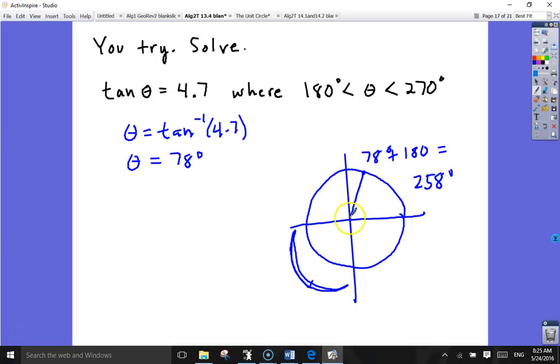Okay, so that brings us down to here. It should be just straight across because the distance from the y-axis is the same, the distance from the x-axis is the same. In quadrant 1, x and y were both positive. In quadrant 3, they're both negative, but when you divide, it's positive. Okay, so the answer is 258.